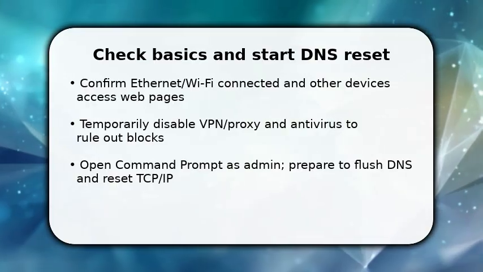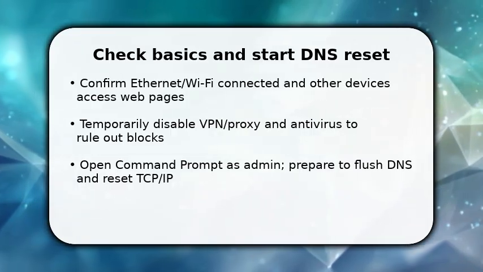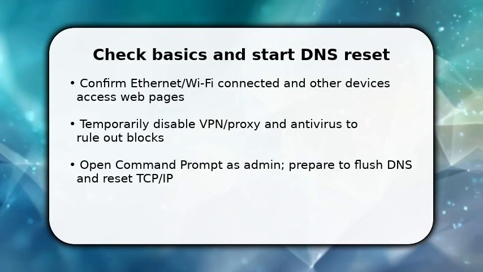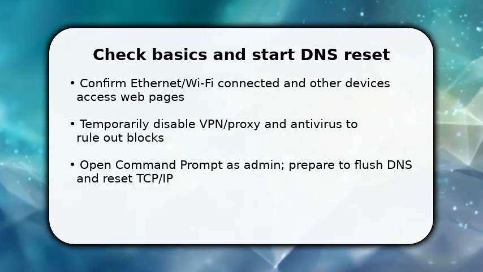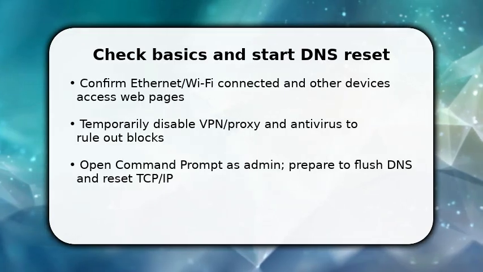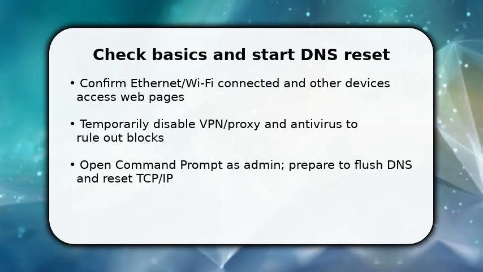You'll begin by verifying connectivity and eliminating simple blocks so you don't chase the wrong cause. Once connected, disable VPN or proxy and temporarily pause antivirus. This removes common interference. Now open Command Prompt as administrator. You need elevated rights to change network settings.